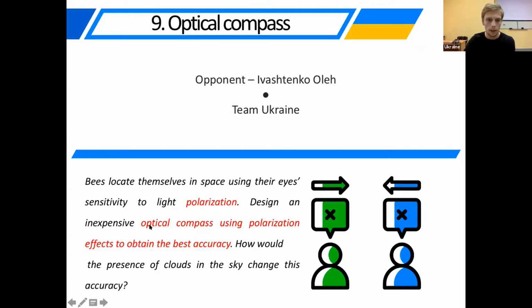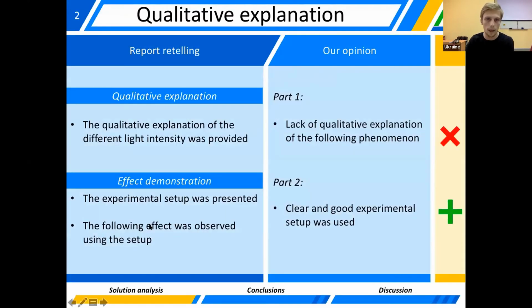The reporter starts his solution from the qualitative explanation of the effect, but in our opinion, this qualitative explanation was provided at a really not very good level because, firstly, we didn't hear about this effect, why the sky becomes polarized. We think that it's a very important part of the report.